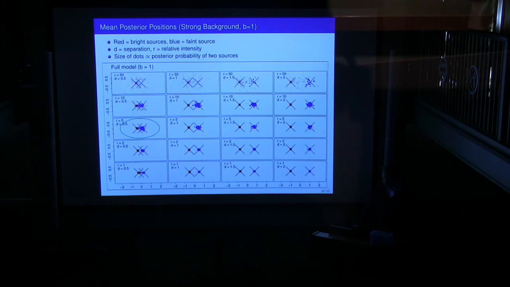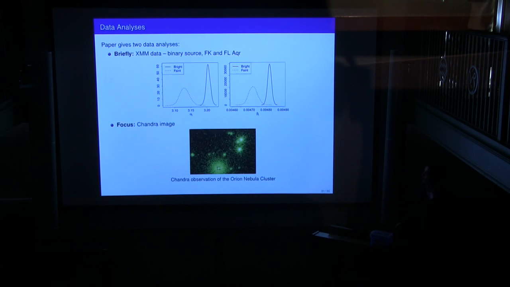And let me just finish with two data analyses. So very briefly, first of all, we analyzed an XMM observation of a binary source, FK and FL-AQR. And in previous analyses, it's been very difficult to separate the spectral distributions of these sources.